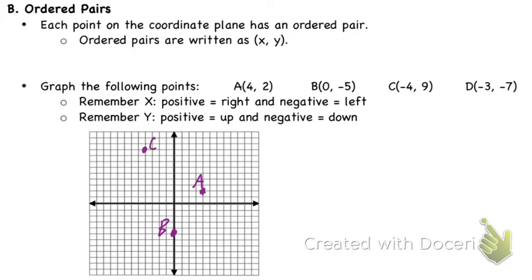Okay. Who can help me out with point D? Negative 3, comma, negative 7. Go ahead, Emily. You go left 3, down 7. Left 3, down 7.